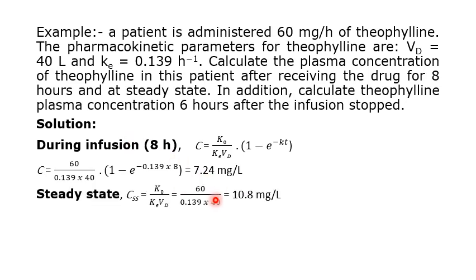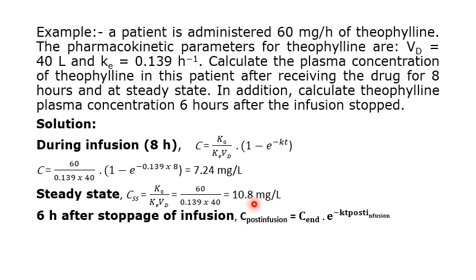For the steady state, we can just divide the infusion rate, which is 60 milligram per hour, over the elimination rate constant multiplied by volume of distribution, and we get a plasma concentration at steady state equal to 10.8 milligram per liter. Then, to calculate the plasma concentration 6 hours after the infusion was stopped.